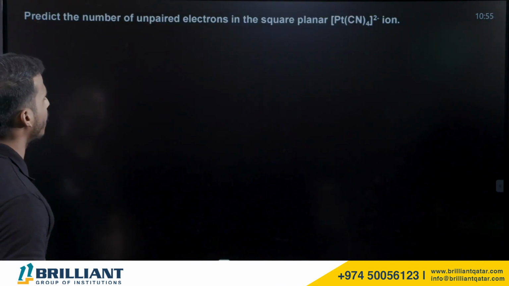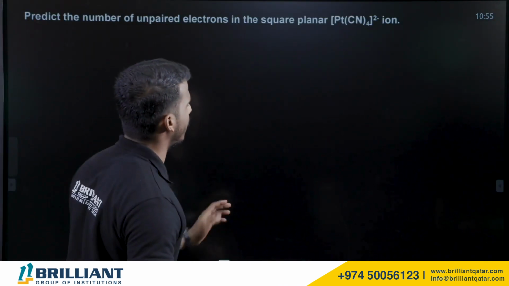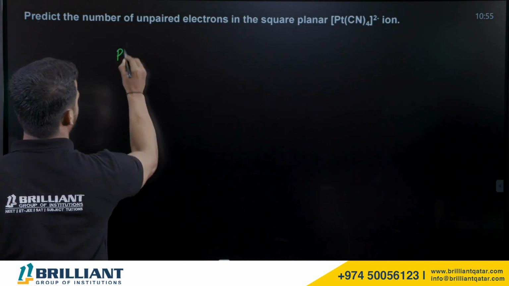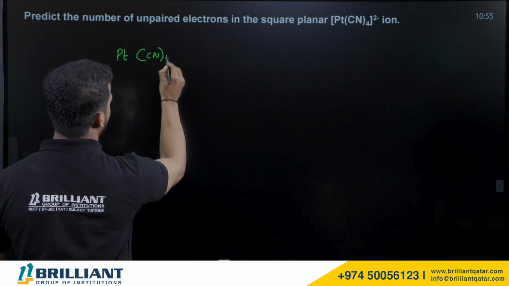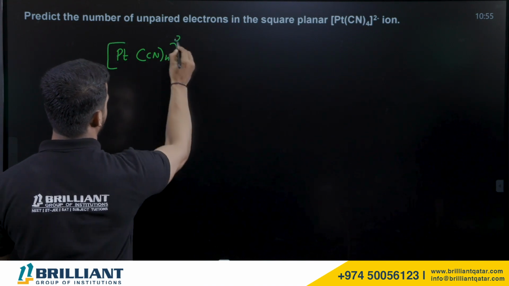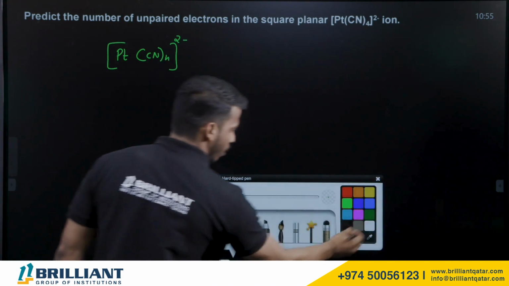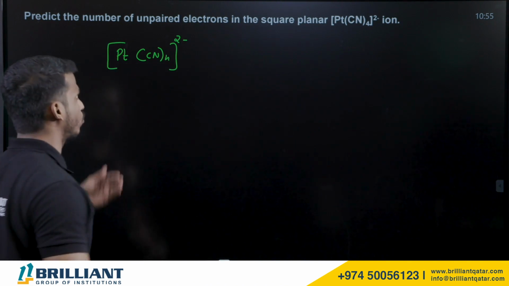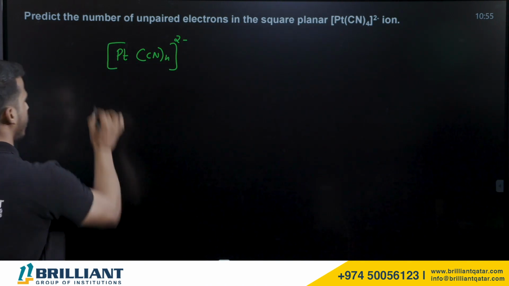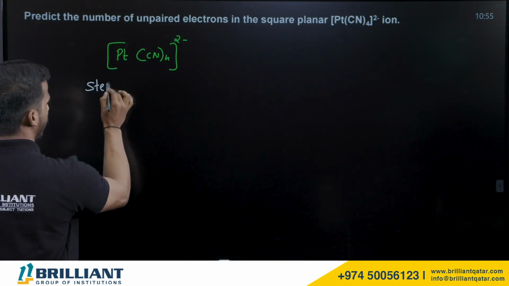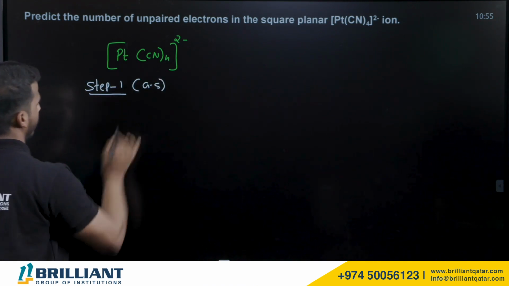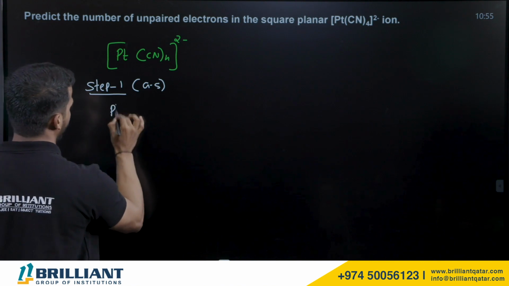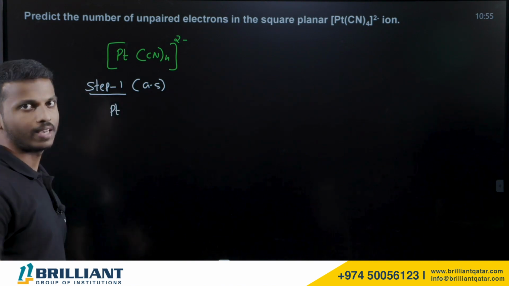Predict the number of unpaired electrons in the square planar complex. The complex given is Pt. Platinum is the central atom with CN4 with a charge of 2-. Dear all, we have the method of how to find out the geometry, everything. VB theory. Step number 1, write the ground state electronic configuration of platinum. Platinum atomic number is 78.